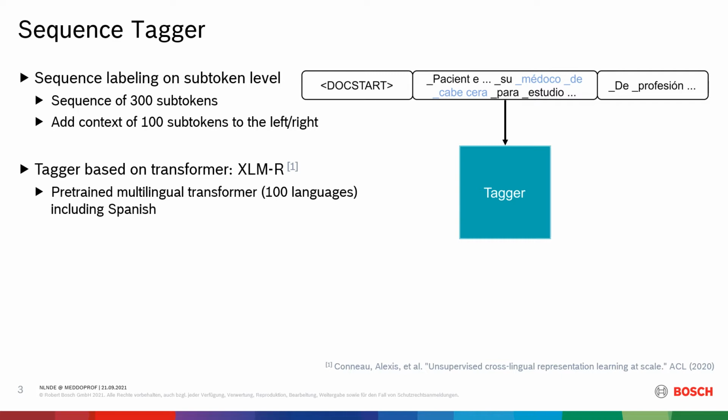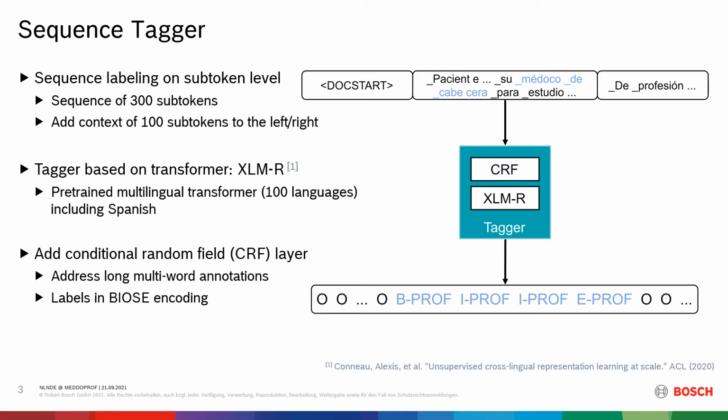In our case, we use the XLM-R model. This is a multilingual language model, and it was pre-trained on a large-scale corpus covering about 100 languages. The predictions for each subtoken in the sequence are then produced by a conditional random field output layer. We have chosen this over a simple linear layer to cope with the long annotations of the shared task. In addition, a CRF can help to avoid inconsistencies in the label encoding.